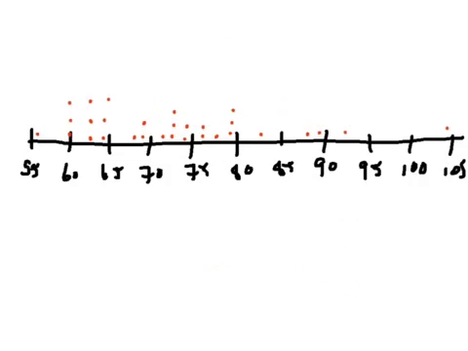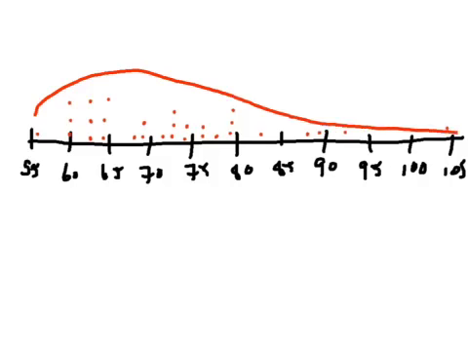And looking at our dot plot, again, we can kind of draw a smooth curve here, and this really kind of shows that this is pretty skewed right as well.